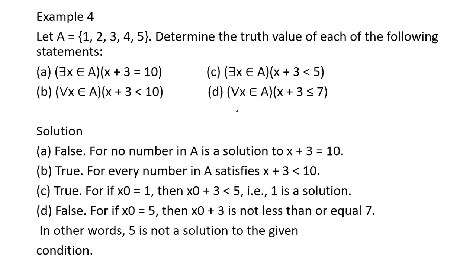Now the last one will be: for all x belongs to the set A, x plus 3 is less than or equal to 7. Is it true or false? False. Why false?